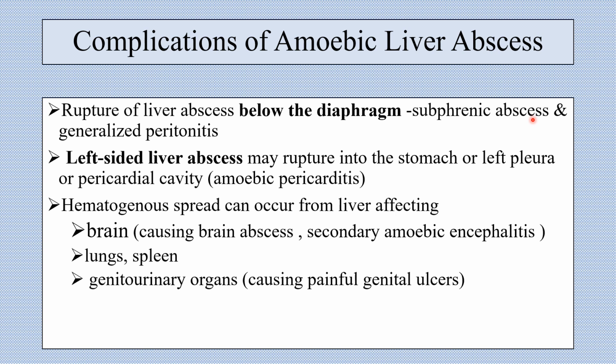Now let us see what happens when the left-sided liver abscess ruptures. The left-sided liver abscess may rupture into the stomach, the left pleura, or the pericardial cavity. And when it ruptures into the pericardial cavity, it will cause amoebic pericarditis. Hematogenous spread can also occur from the liver, affecting the brain. If it affects the brain, it will cause brain abscess or secondary amoebic encephalitis. It can affect the lungs and spleen, causing abscess. It can affect the genitourinary organs, causing painful genital ulcers.